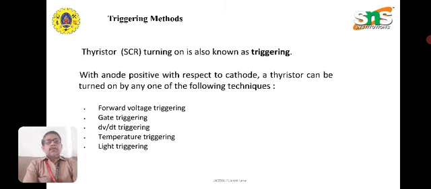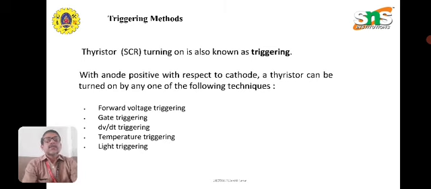For any triggering method, the first condition is that the thyristor should be forward biased, meaning the anode is positive and the cathode is negative. If so, then we may apply any of the 5 methods given below. The natural turn on method is forward voltage triggering. If you keep increasing the forward voltage, there may be a breakdown in the depletion region of the J2 junction, and there is a flow of current from anode to cathode.